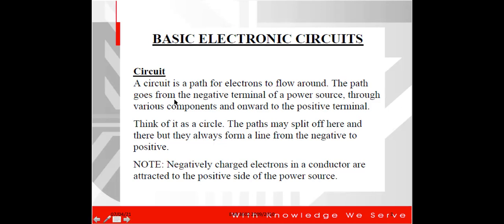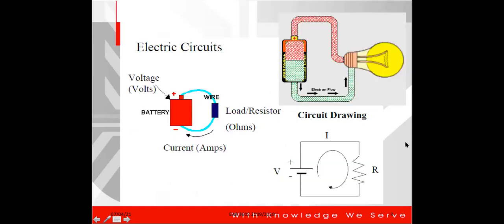Okay, the path goes from the negative terminal of a power source through various components and onward to the positive terminal. So basically electrons will move from negative to positive. It comes out from the power source, and then it will flow to find the positive terminal. Think of it as a circle. The path may split off here and there, but they always form a line from the negative to positive. Negatively charged electrons in a conductor are attracted to the positive side of the power source. So that is the basic principle of how electrons move in an electric circuit.